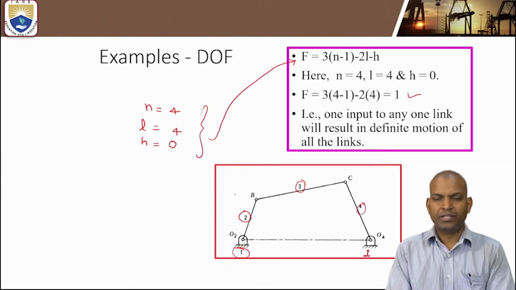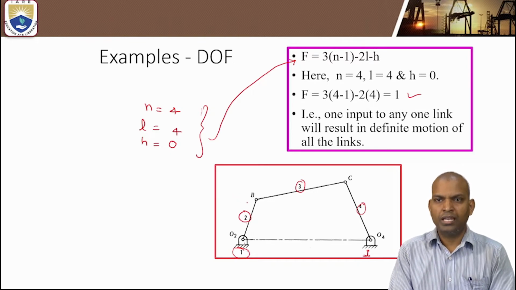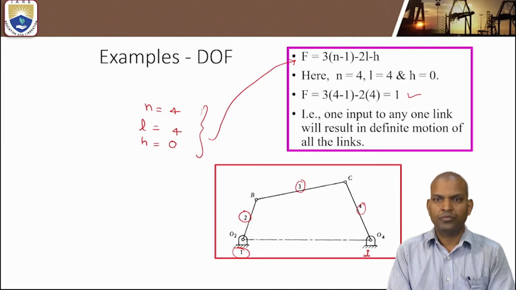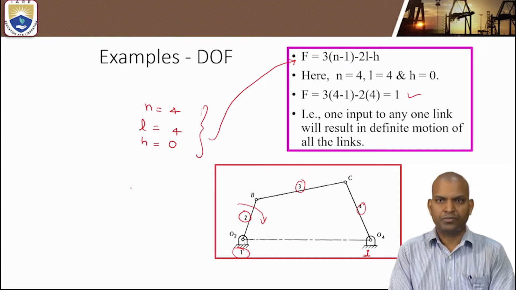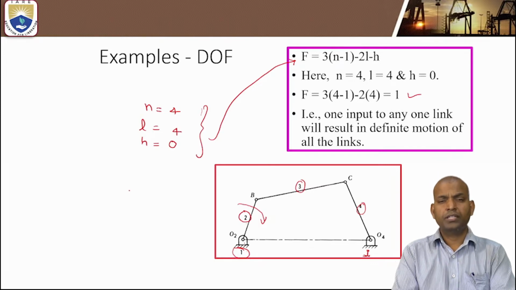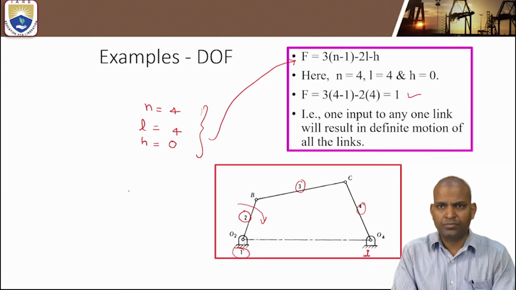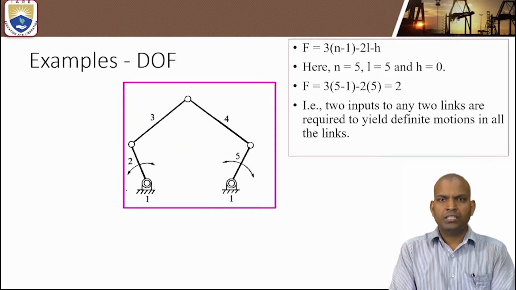What is the physical significance? What is the meaning of this degree of freedom equal to 1? That means if we give one input to any one of the links, it will result in definite motion of all the links. Suppose we give rotary motion to link 2, all links will move in a definite direction. That is the meaning of single degree of freedom systems. So the degree of freedom of this 4-bar mechanism is equal to 1.